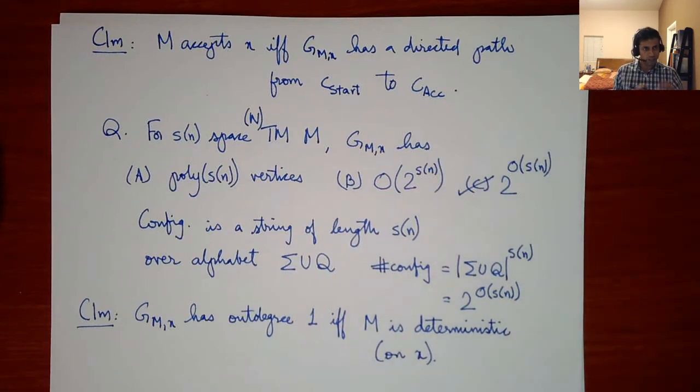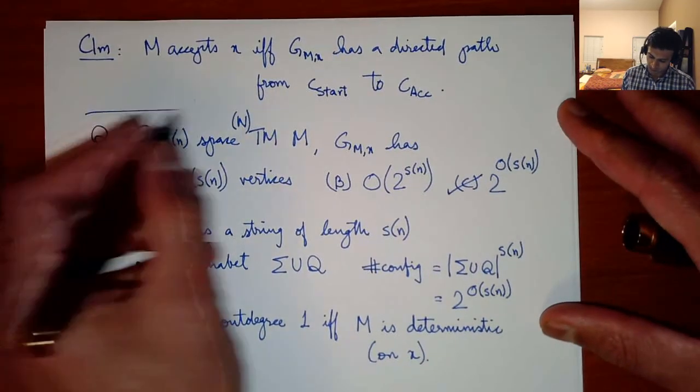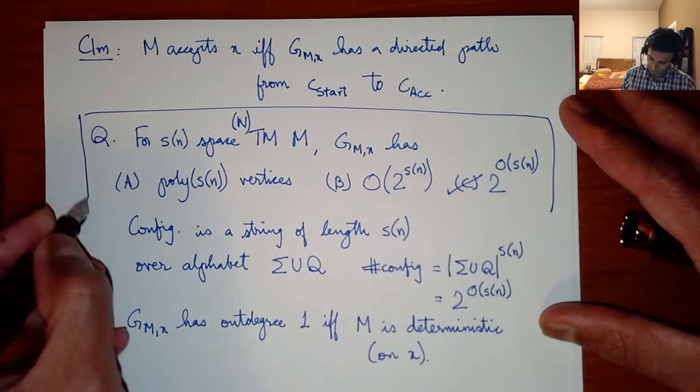So what's nice here is that we're able to represent non-determinism and determinism just through the configuration graph, and it's all about out degree, because if the out degree is 1, then it's deterministic. From any configuration, there's only one configuration to move to. If it's non-deterministic, there are multiple choices, which is represented in the out degree. So this bound is going to be very important for us.